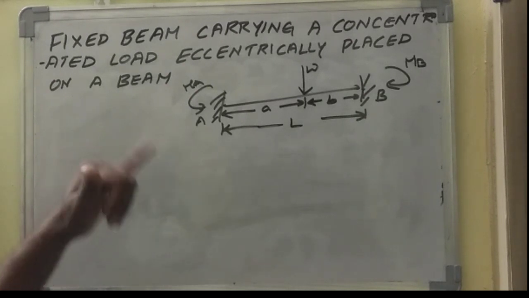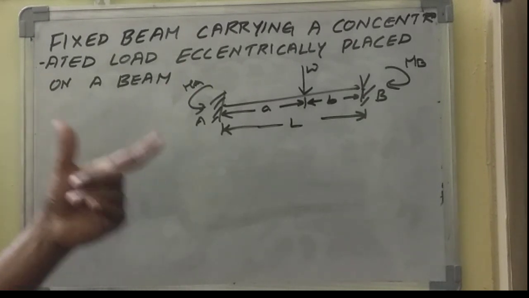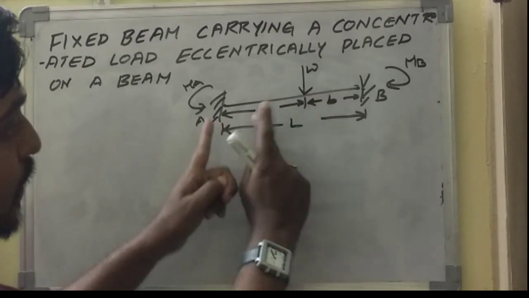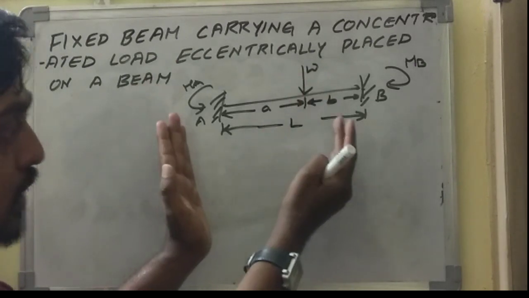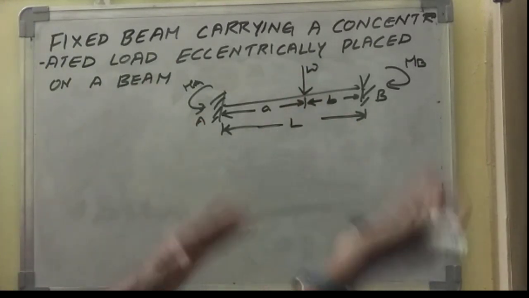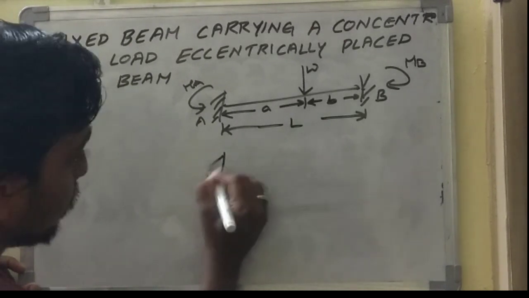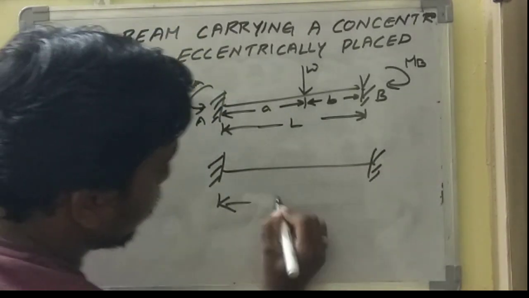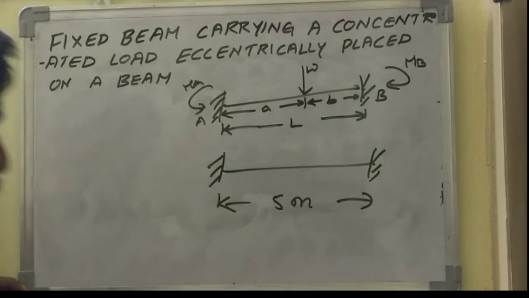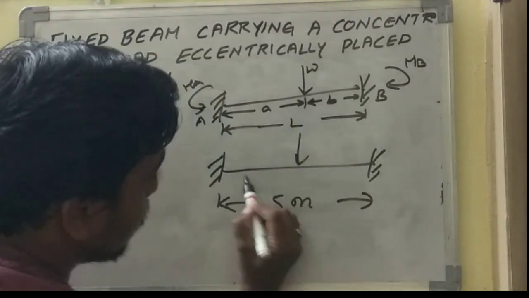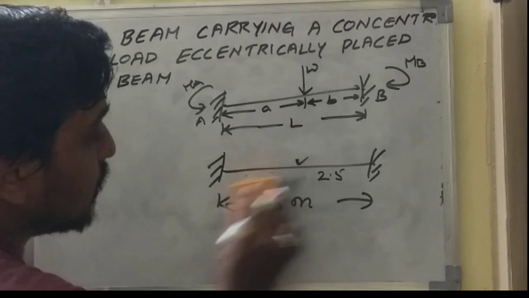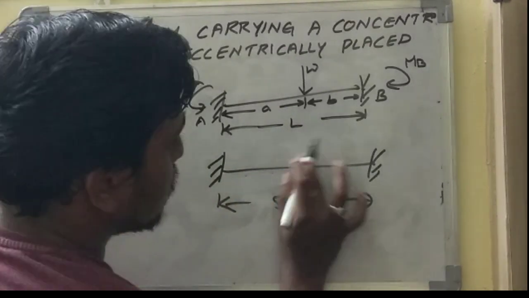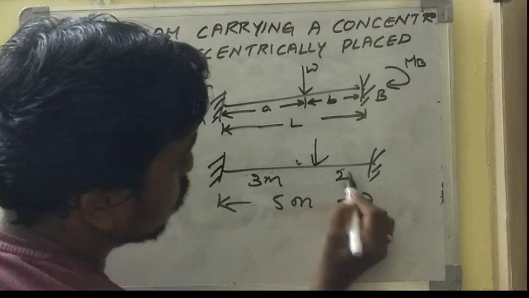In the last topic, a fixed beam carrying a concentrated load at midspan meant exactly at a distance L/2 from both ends. But here it is eccentric. Eccentric means not exactly at the center, at some distance A and some B. For example, for a beam of 5 meters, midspan means exactly 2.5 and 2.5 from both ends. But eccentric means not exactly the center, some 3 meters, 2 meters, like that.